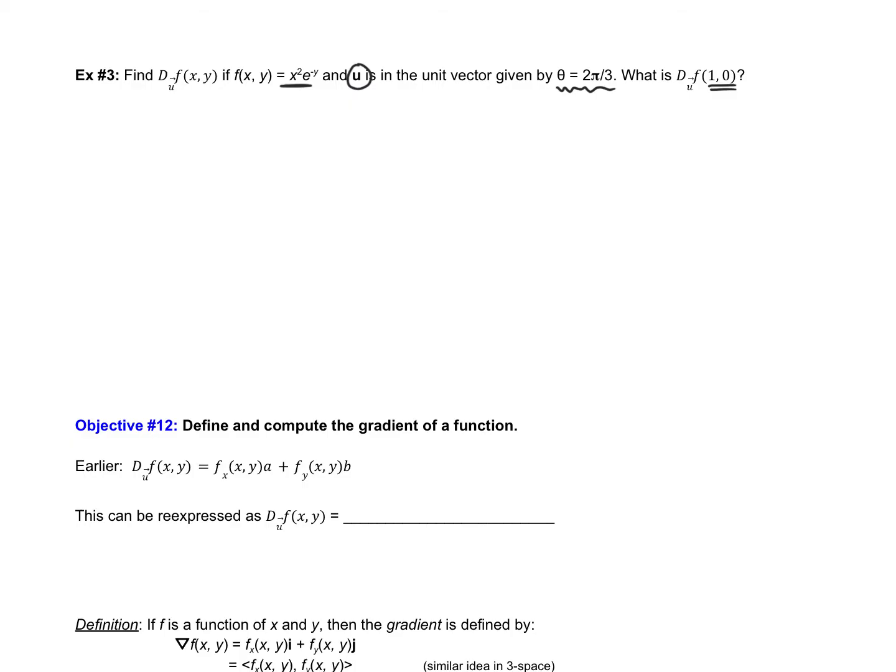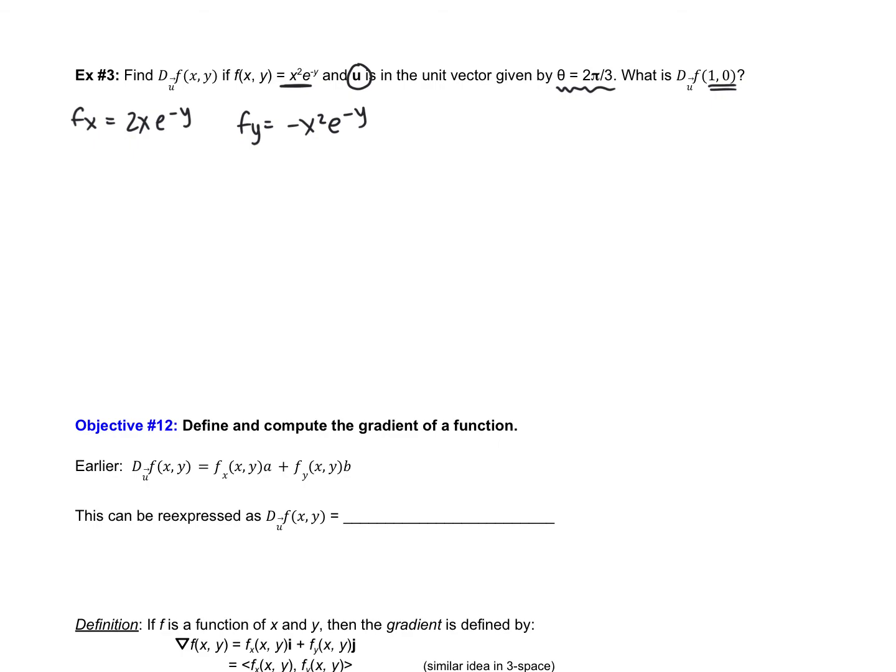So first thing, easy, I'm going to start out with the partials. Partial with respect to x is going to be 2x e to the negative y. Partial with respect to y is going to be negative x squared e to the negative y. At this point, we are not substituting in 1, 0. At this point, we are finding the general directional derivative. So we're not substituting in a point.